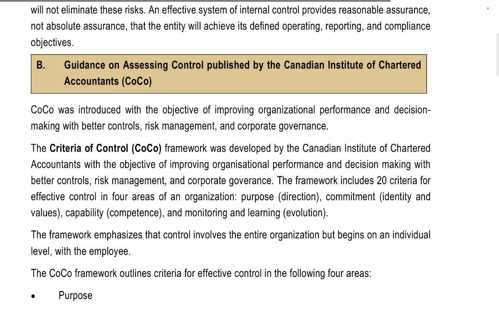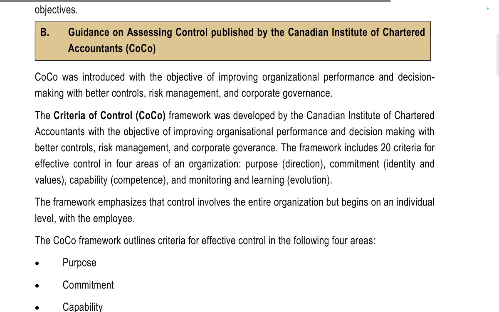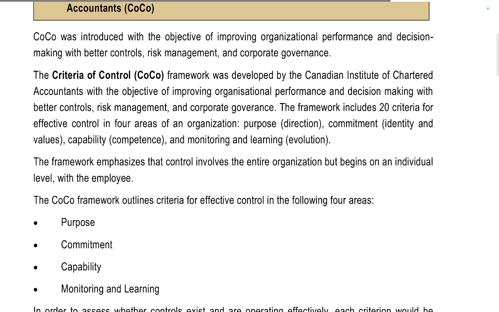Published by the Canadian Institute of Chartered Accountants, COCO introduces the objective of improving organization performance and decision making through better control, risk management, and corporate governance. The criteria of control. COCO is a framework developed by the Canadian Institute of Chartered Accountants with the objective of improving organization performance and decision making, better control, risk management, and corporate governance.